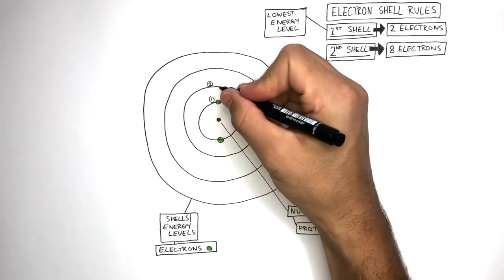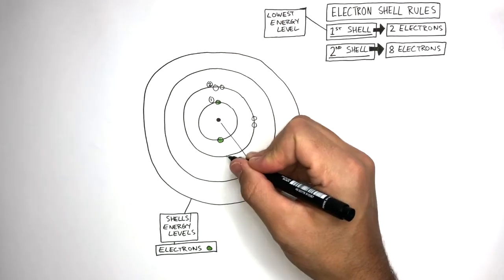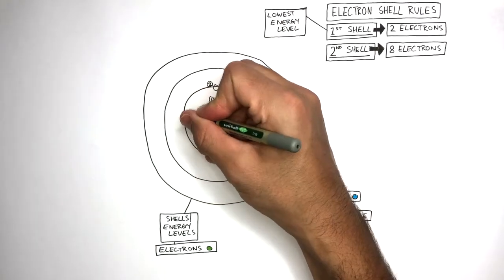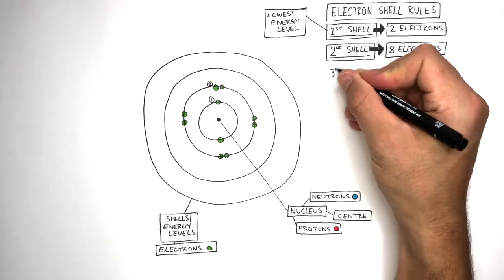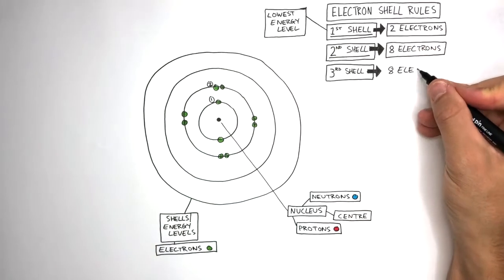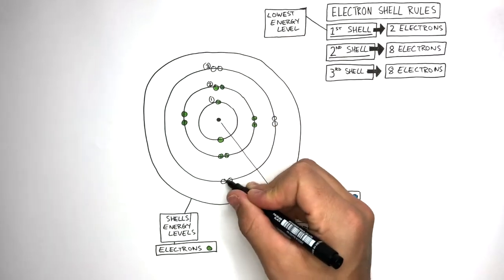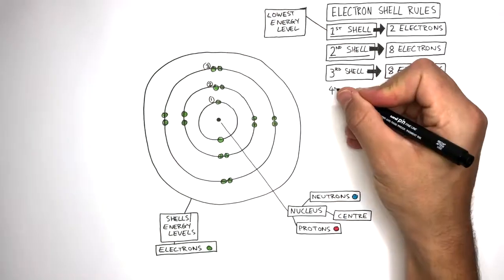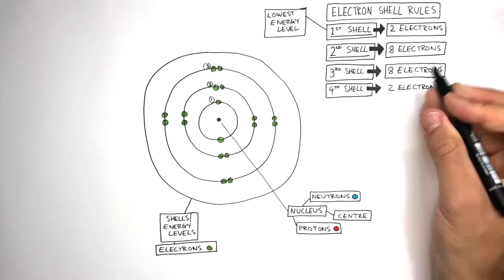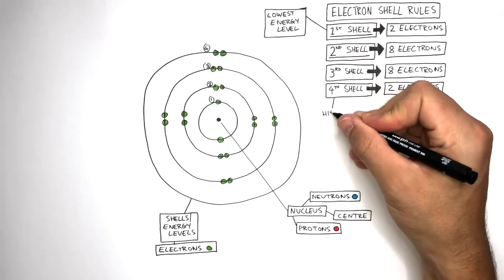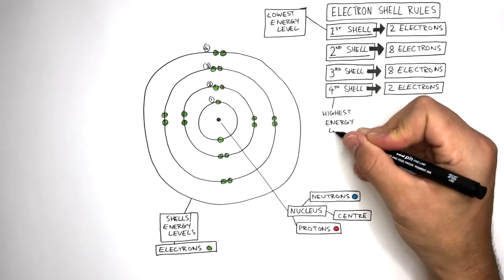Notice that the electrons are drawn in pairs. This makes it easier to count how many you've drawn and less likely to make a mistake. The third shell can also hold up to 8 electrons. As shown here in the diagram, just remember to make sure you always draw your electrons in pairs. And the fourth shell can hold up to 2 electrons as well. In this example, the fourth shell is the highest energy level.